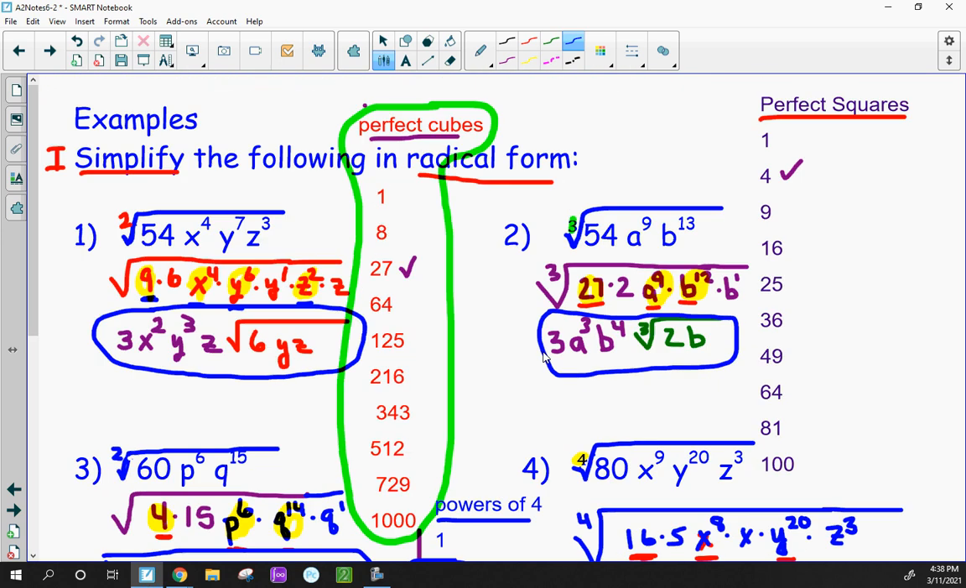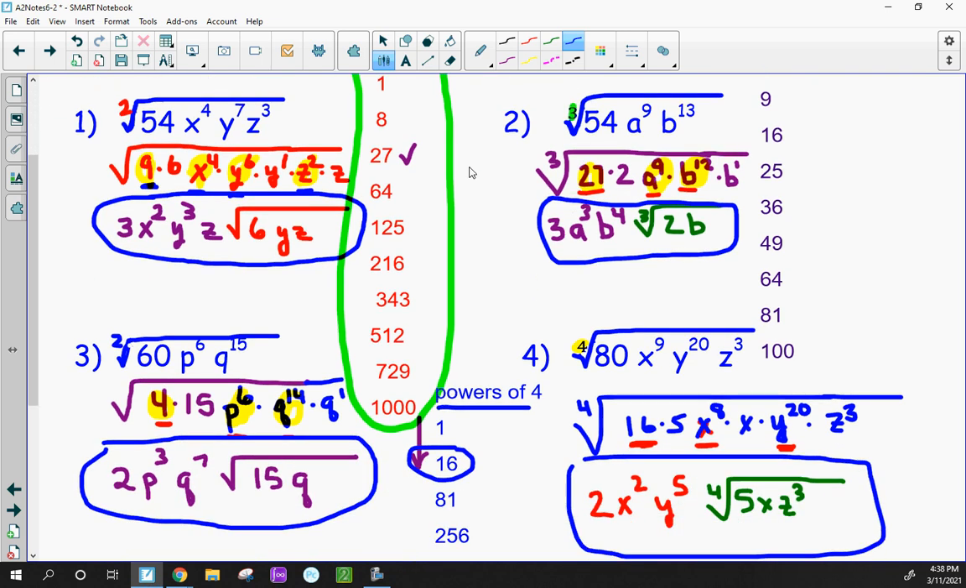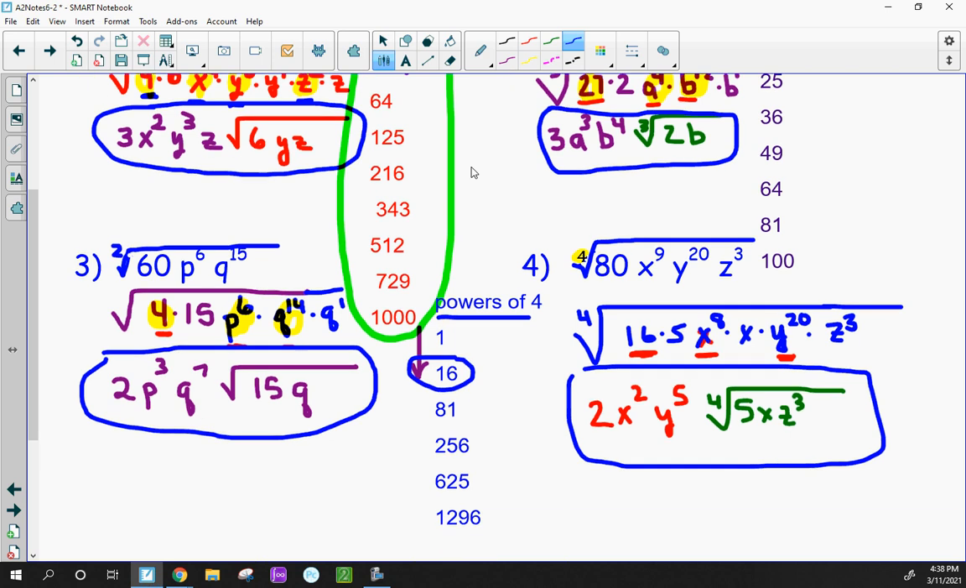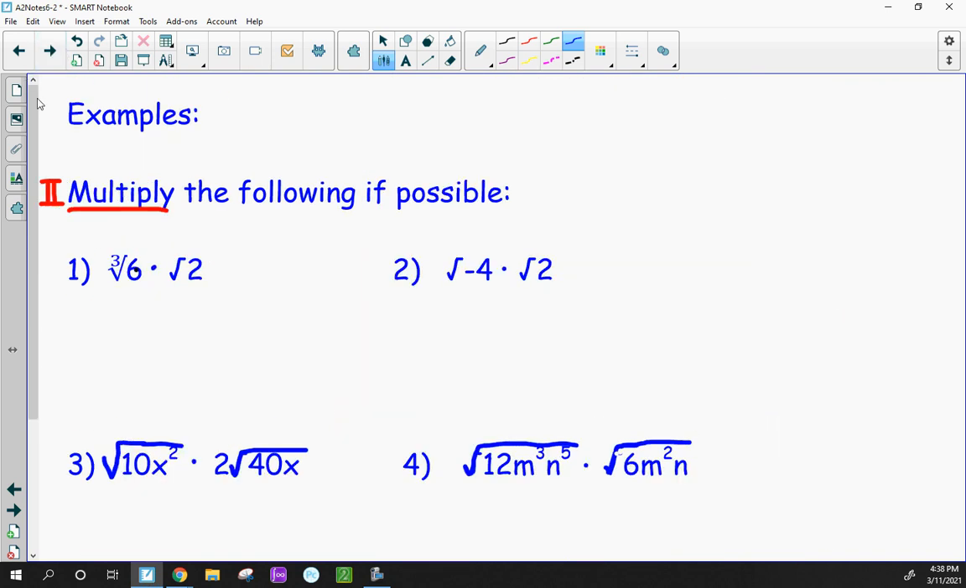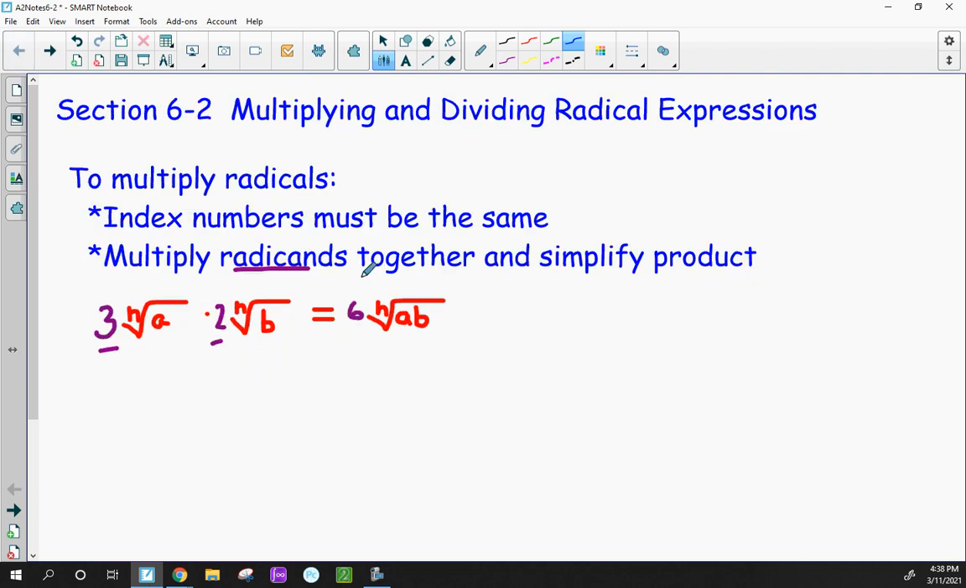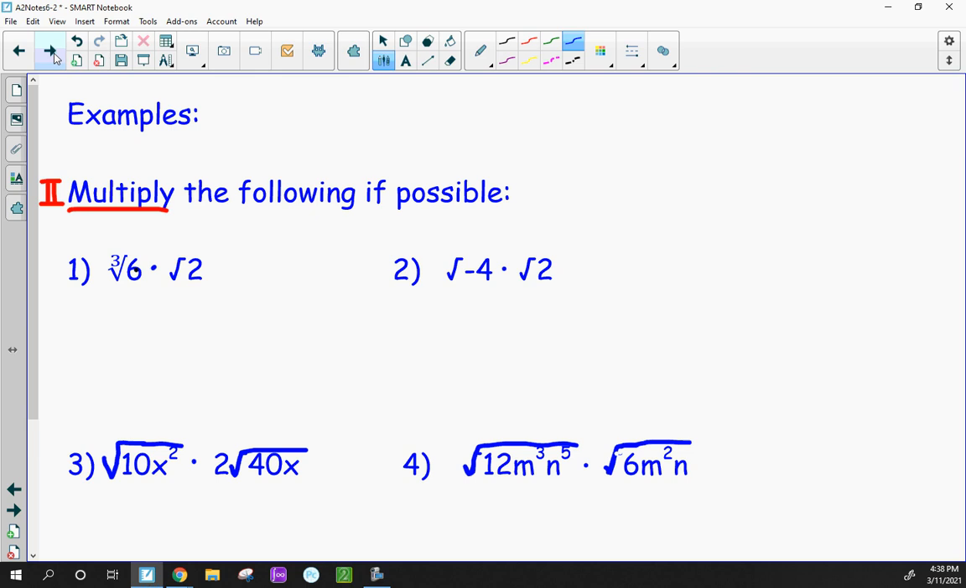So for the first 4 examples, again, all we've done is review and learn how to simplify in radical form. We're not allowed to give decimal answers. Okay, and then remember the first thing we wrote down is the simple rule for multiplication. Once we do the multiplication part, then we'll have to simplify.